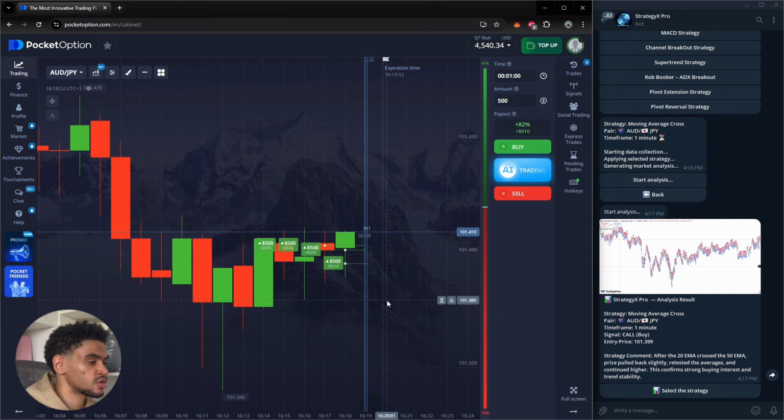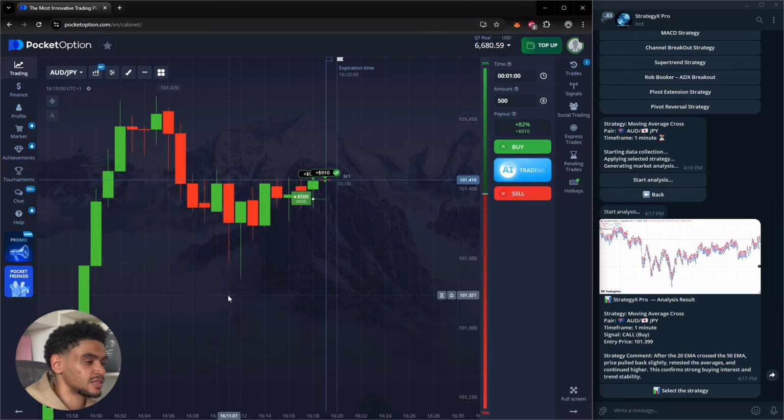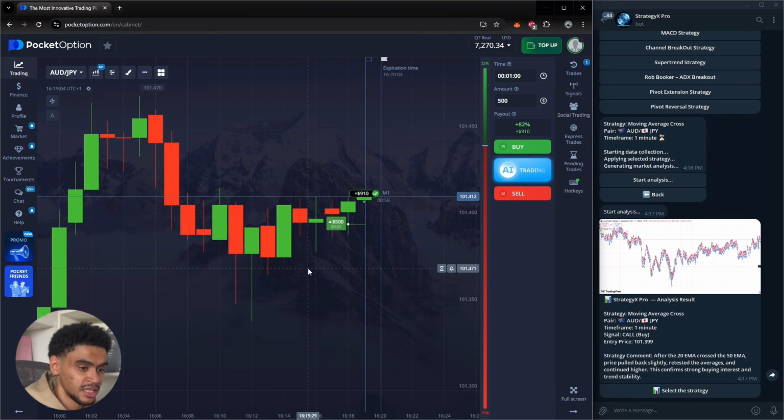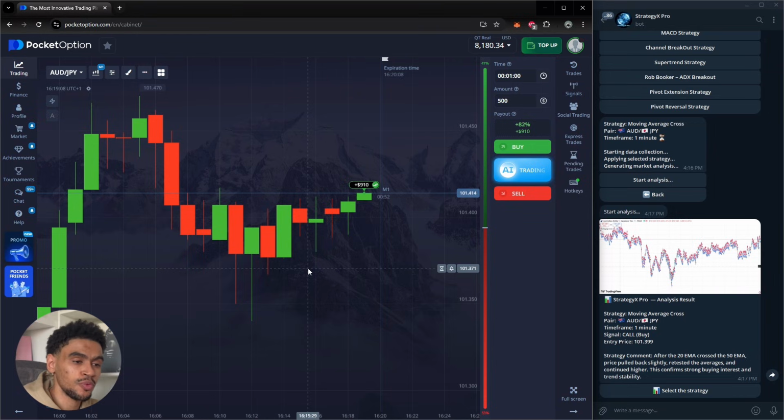This is what I've been looking for, and this is exactly what the robot is talking about when it gives me the analysis. And I saw it was retesting the moving averages. The moving averages are right here right now. It retested them and it bounced back off it. The analysis is spot on because it's performed in real time.